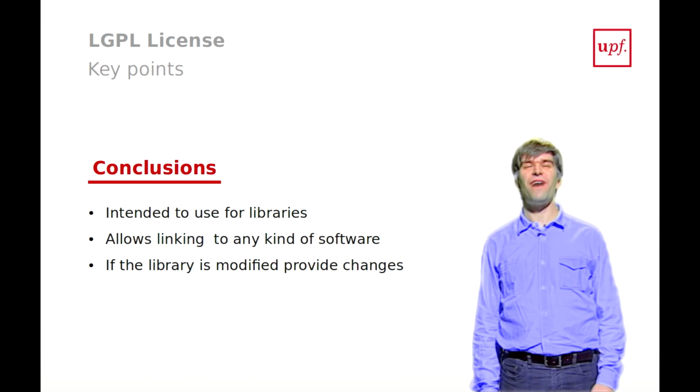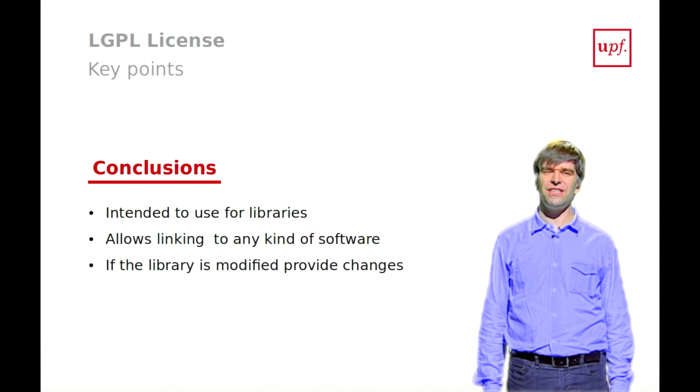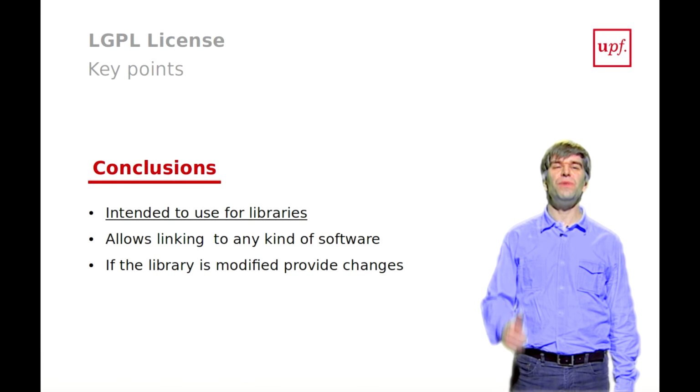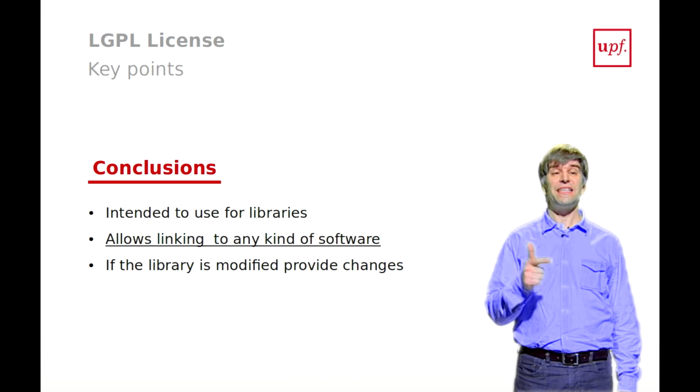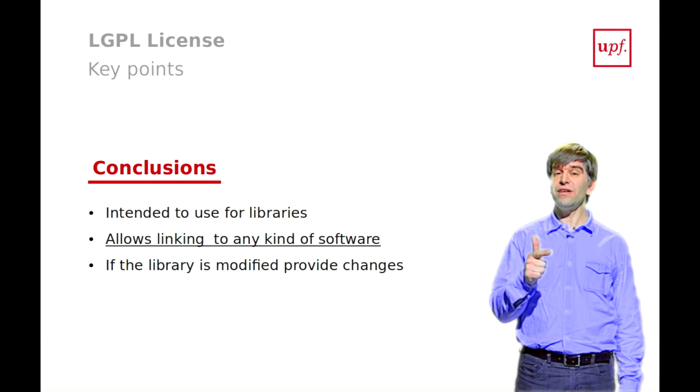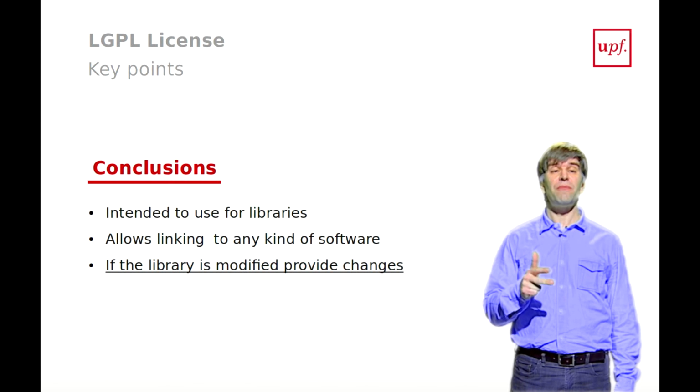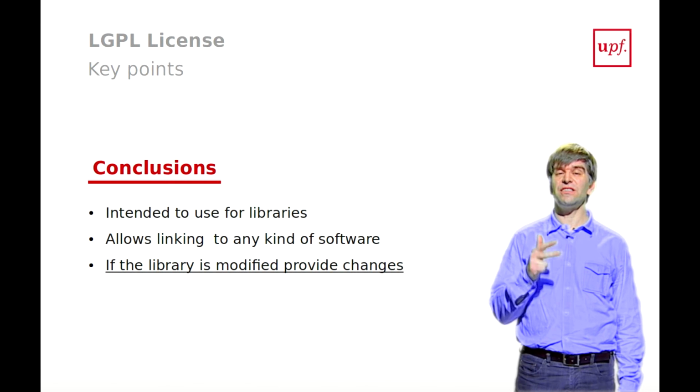Conclusions. How could we define this license in three short sentences? First, it is intended to be used in libraries. Second, it can be linked to any kind of software, including commercial software. And third, if the library itself is modified, then the changes have to be provided.